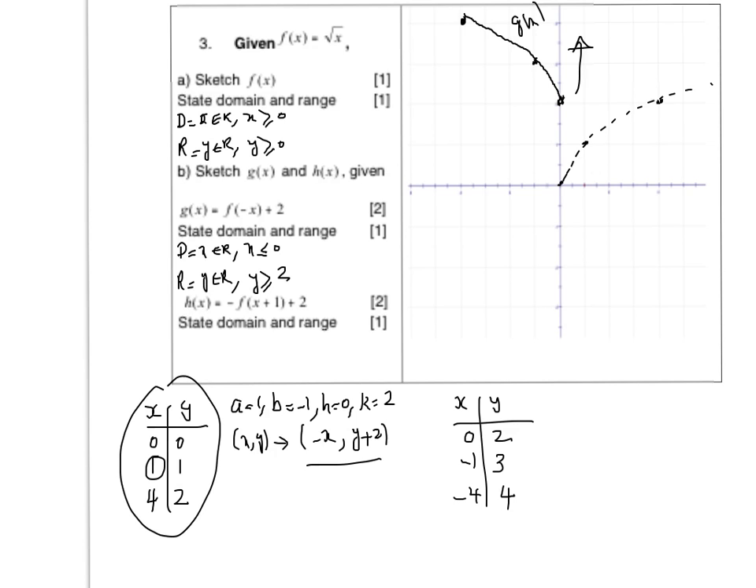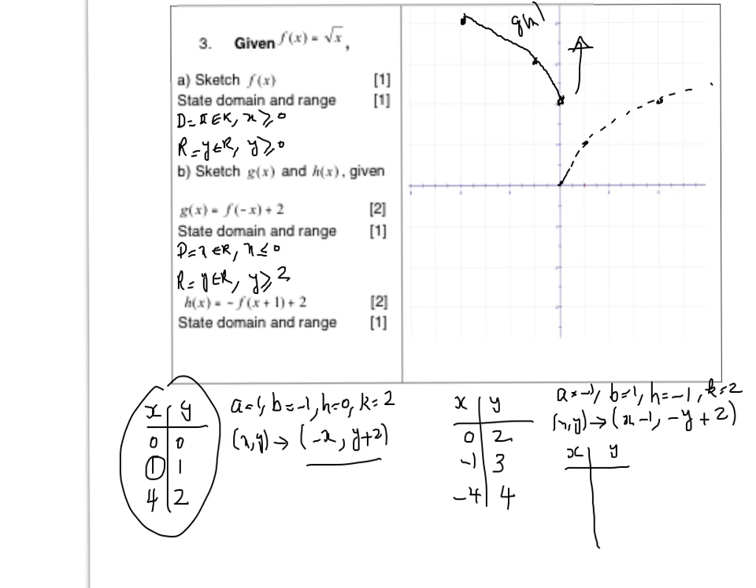The next function, h of x, by looking at the function, you can see that your a is negative 1, b is 1, h is negative 1 because it's x minus h, and k is 2. So our mapping notation becomes 1 over b, which is 1, so x minus 1, and y becomes negative y plus 2.